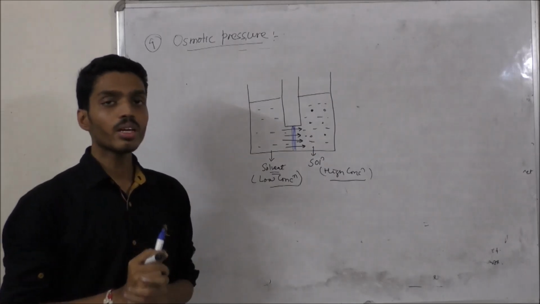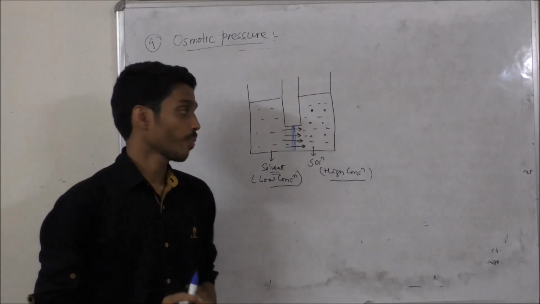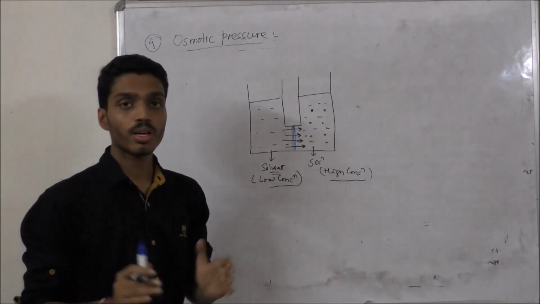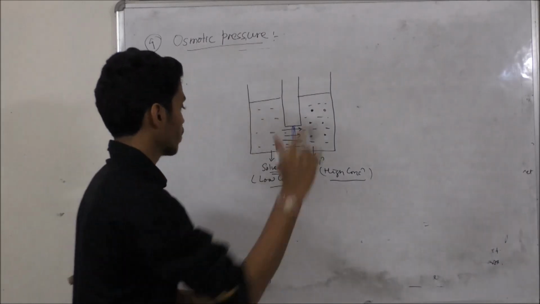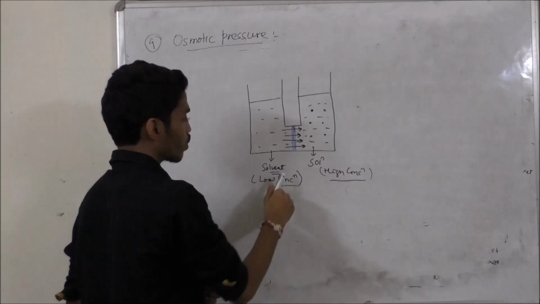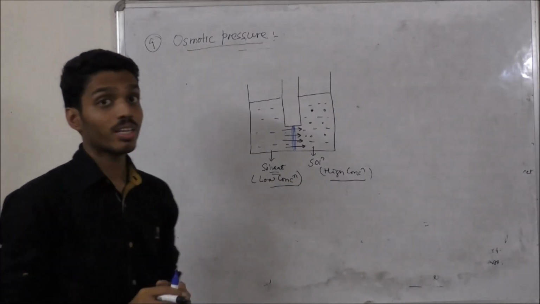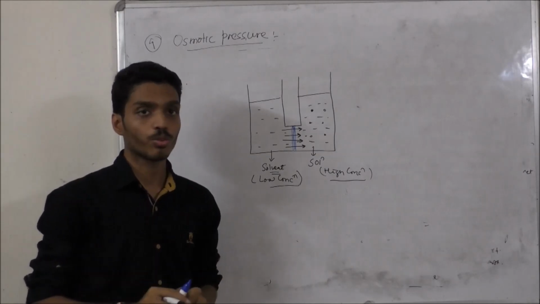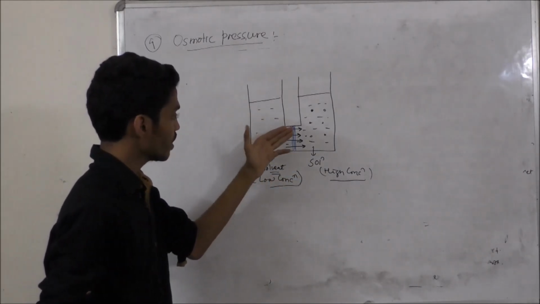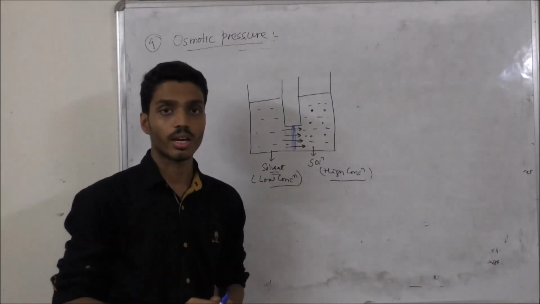And can you tell me, this osmosis will take place until when? This will take place until the concentration of both chambers is equal. When the concentration of both chambers becomes equal, this osmosis will stop. Now let's discuss what is osmotic pressure, because now we come to the point.